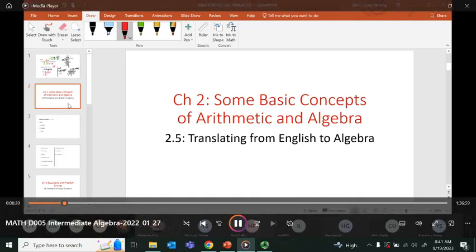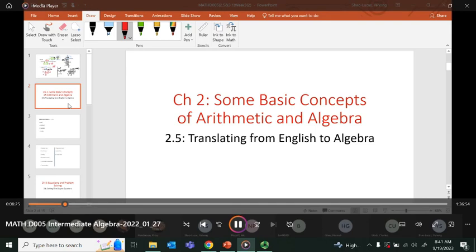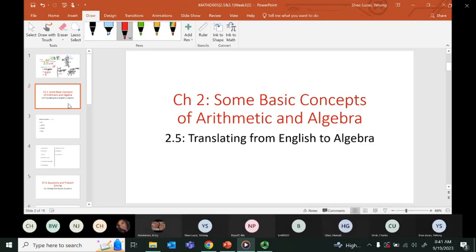That's chapter 2, which is 2.5. Translating from English to algebra. So this is the main technique, or it's pretty much the main topic of any algebra class, intermediate algebra or advanced algebra.